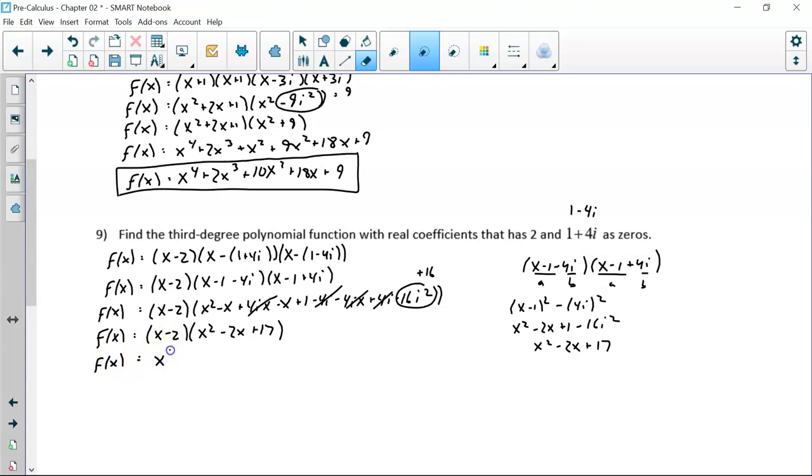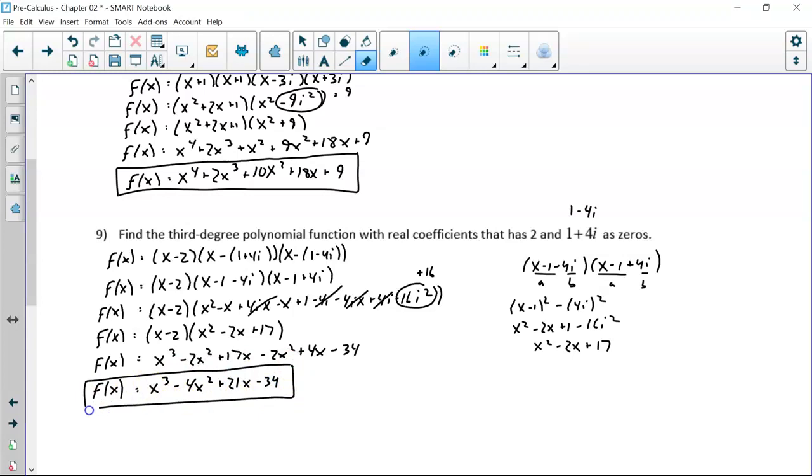Distribute the x, you get x cubed minus 2x squared plus 17x. The negative 2, you get negative 2x squared plus 4x minus 34. So you get x cubed minus 4x squared plus 21x minus 34 when you combine your like terms. And there you go. We'll finish up this section in the next video.